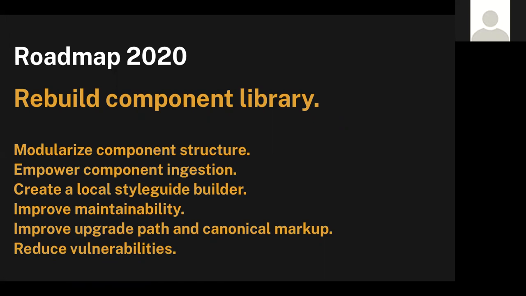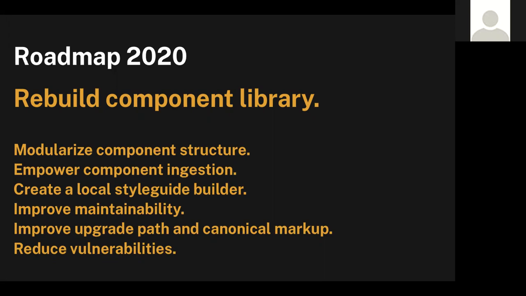This could also do something like create a local style guide builder. You've built a site based on the design system. You want to generate your own sort of style guide and style references for your own implementation. We think that a USWDS component library could help power that as well.